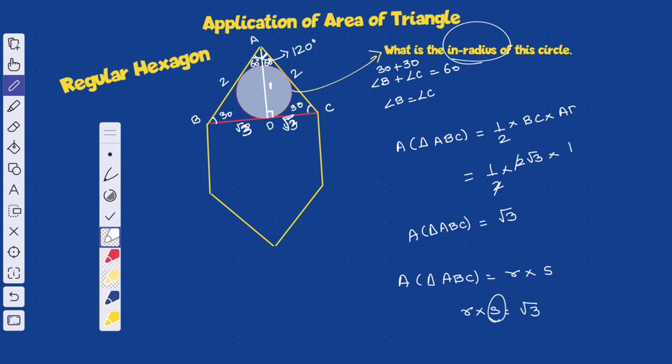What do I know from this? I know s. How do I know s? Because I know 3 sides, right? One is 2, other is 2, and one is 2 root 3. So if I know 3 sides, I will be knowing s. From that I can find out what r is. So let's go for this.